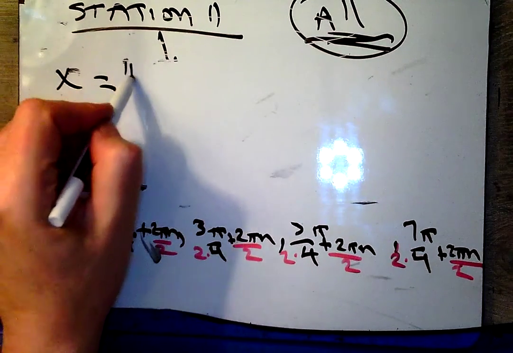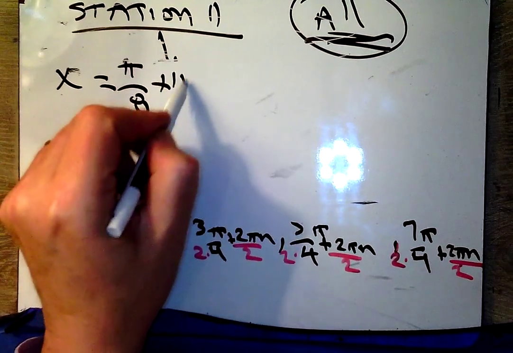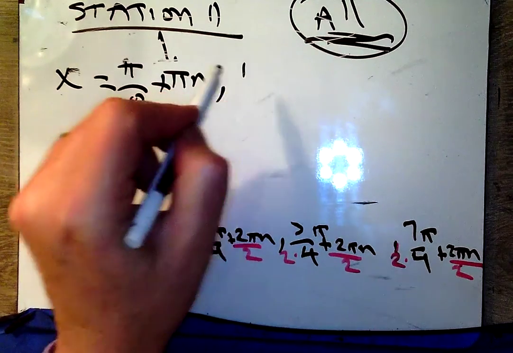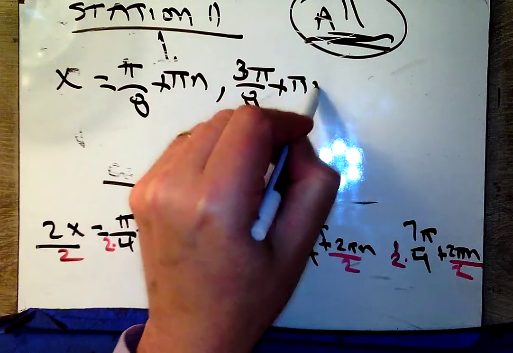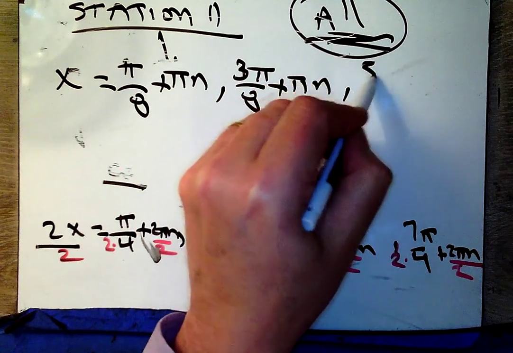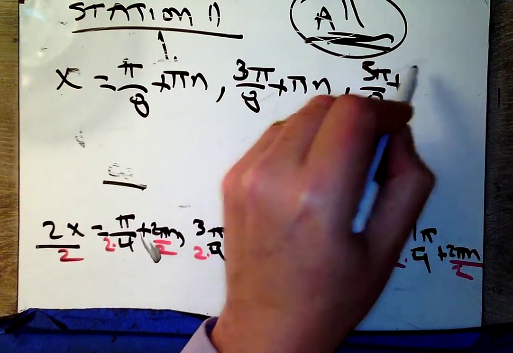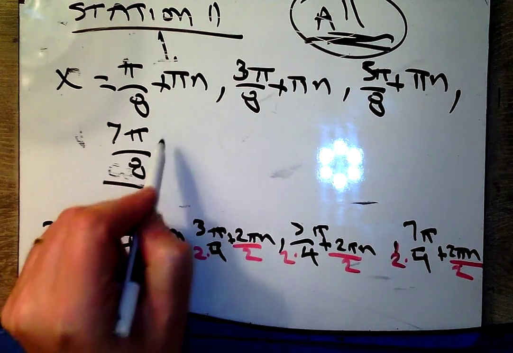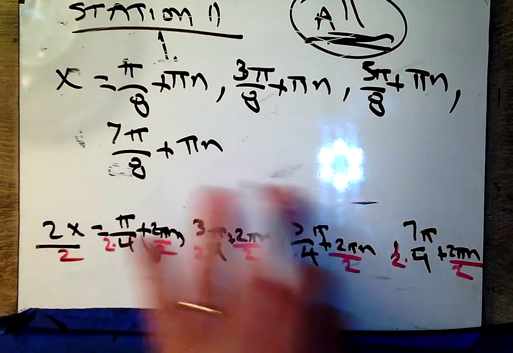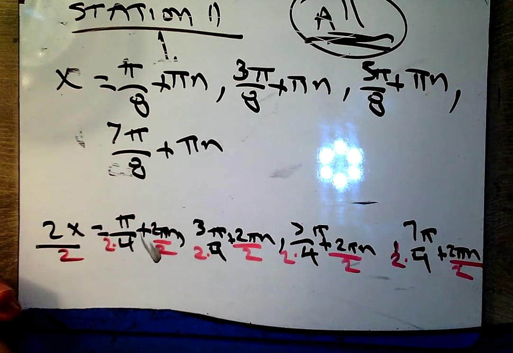x equals pi over 8 plus pi n, 3 pi over 8 plus pi n, 5 pi over 8 plus pi n, and finally 7 pi over 8 plus pi n. Okay, so all of those will work.